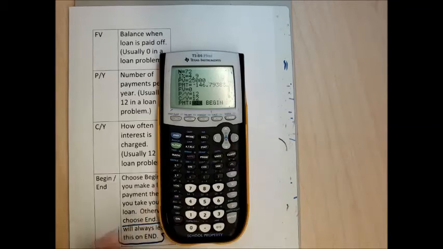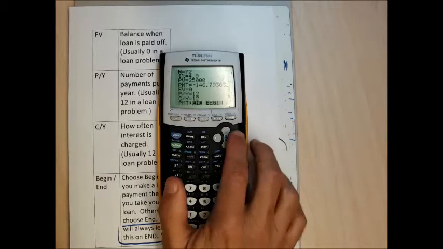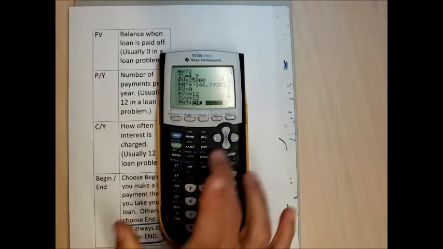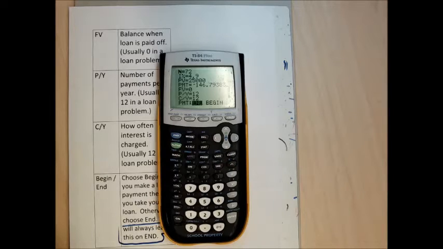And the PMT has to do with when the first payment is made. If you make the first payment the day that you take the loan, you put the PMT on begin. If you make your first payment 1 month from when you take the loan, you put the PMT on end.